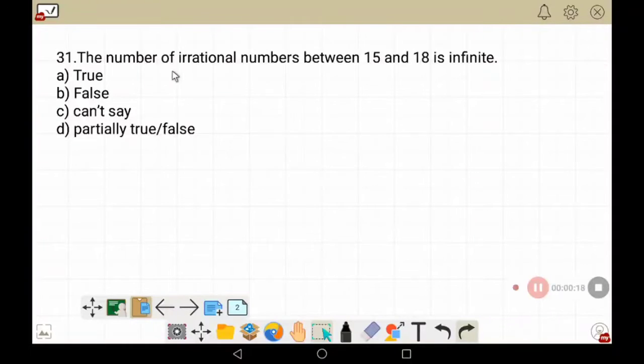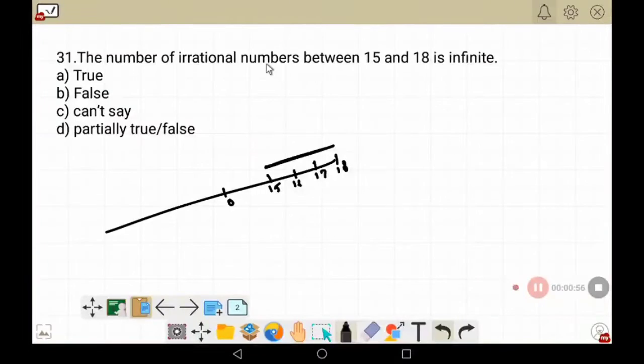Question number 31. The number of irrational numbers between 15 and 18 is infinite. Let us draw a number line first. Yes, here we have a number line. We have a 0 here and 1, 2, 3, 4, 5, 6. Let us draw 15, 16, 17 and 18. So the question says the number of irrational numbers between 15 and 18.